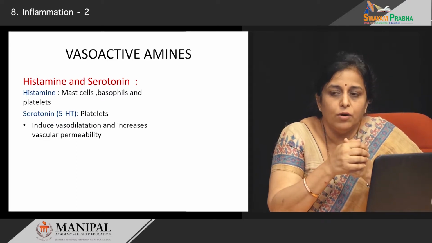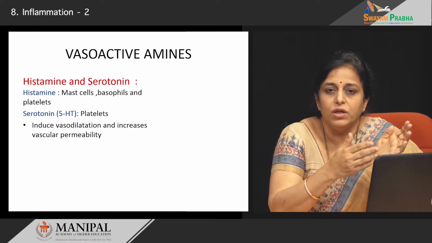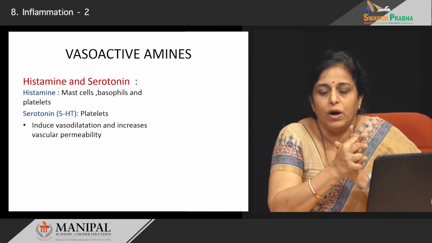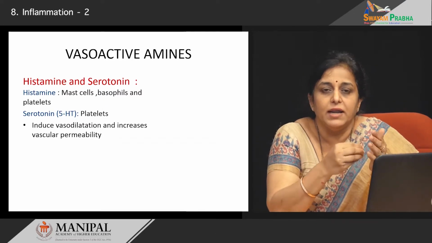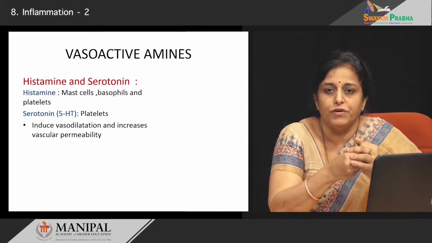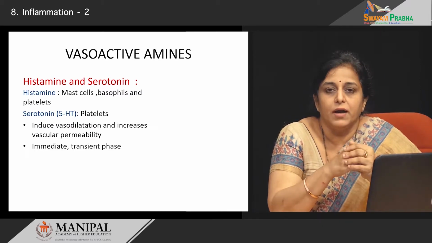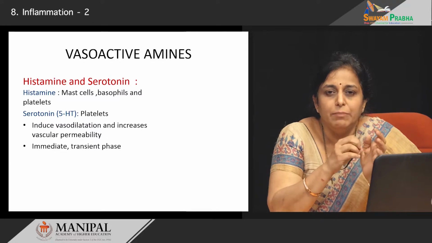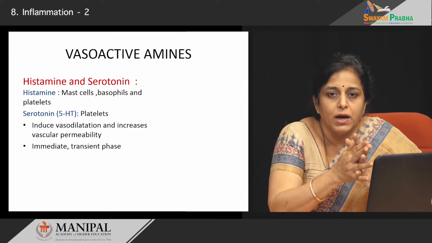Now, they cause their action mostly on the blood vessels. We learned, while learning about the vascular events of inflammation, that mast cells at the site of inflammation release histamine within seconds or minutes of the entry of an injurious agent, resulting in vasodilatation and increased vascular permeability. The immediate effects that we see in inflammation are brought about by histamine.